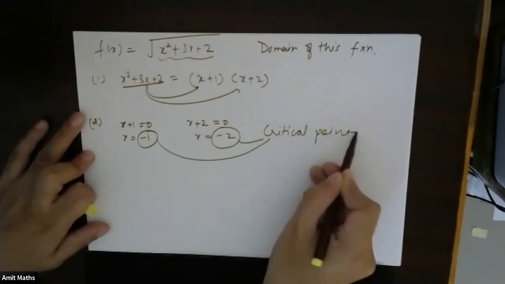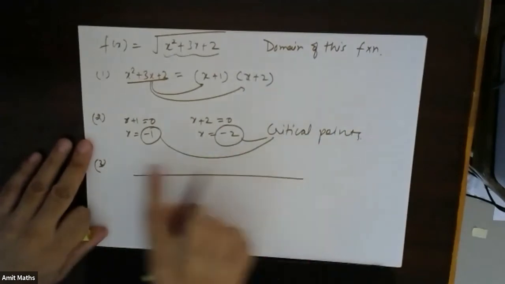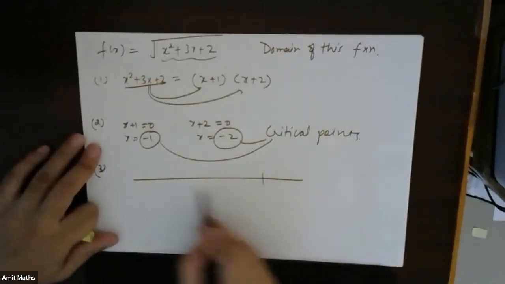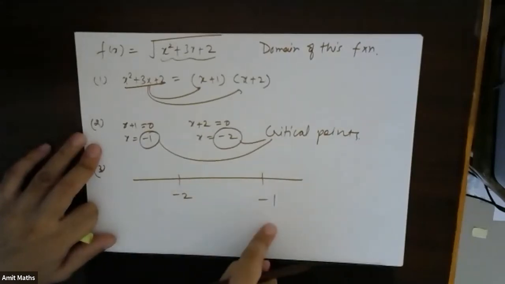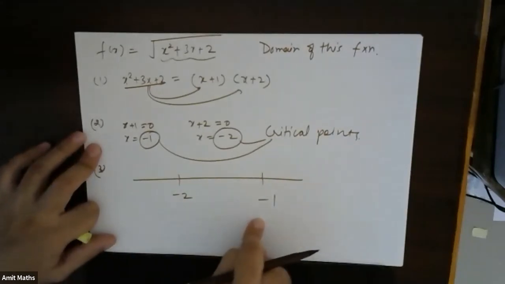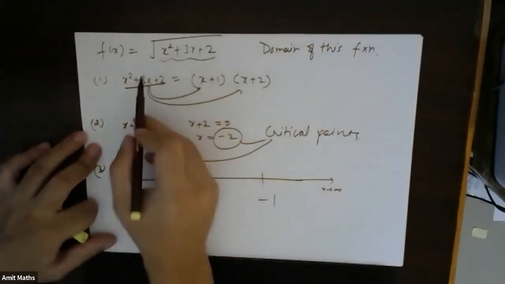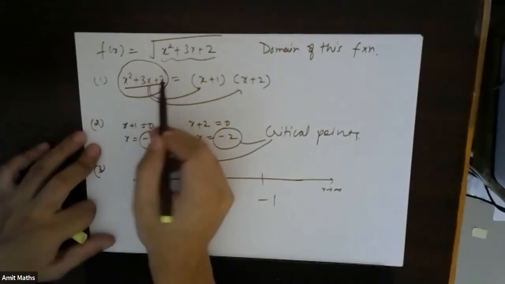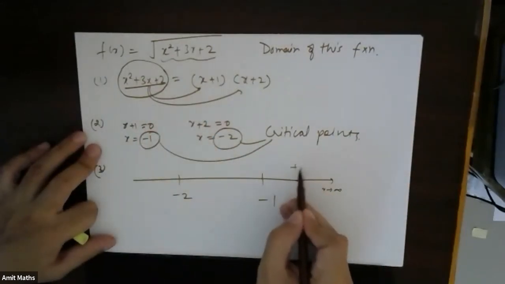If these are the two critical points, the third step is to plot the critical points on the number line in ascending order. So this is -2, -1. -2 is lesser than -1. Now, at one extreme, when x is tending to infinity, I will check the sign. When x is tending to infinity, obviously this will be positive.